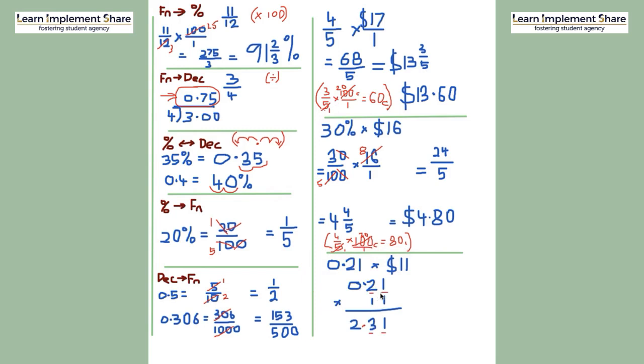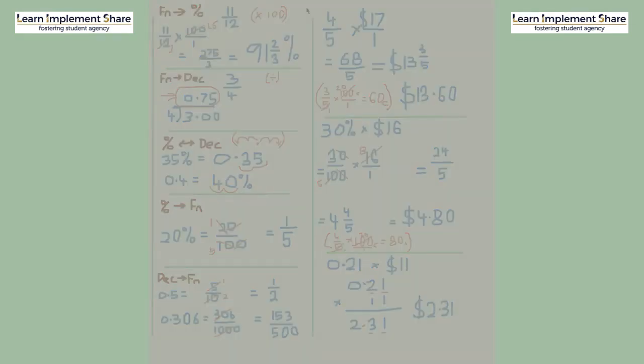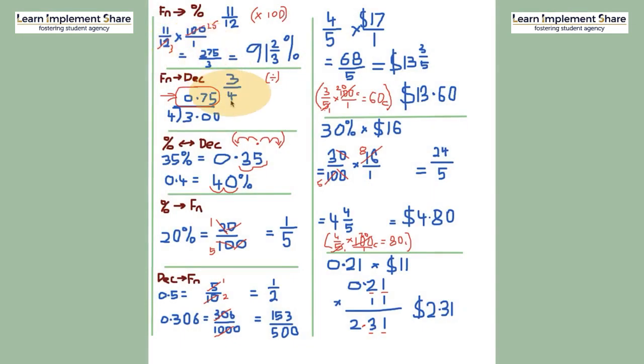To find a decimal of an amount, we just use the multiplication algorithm, but cater for decimals. If there's 2 decimal places in the question, there's 2 decimal places in the answer, and so that's why the answer is $2.31. You times by 100, you divide the denominator into the numerator, you shift the decimal place 2 places left or right. It just goes on and on and on.